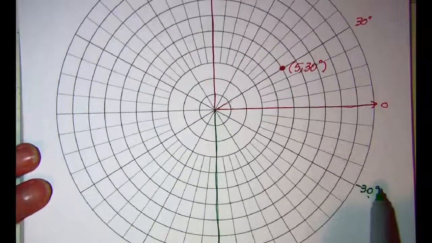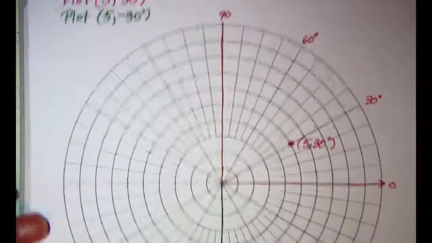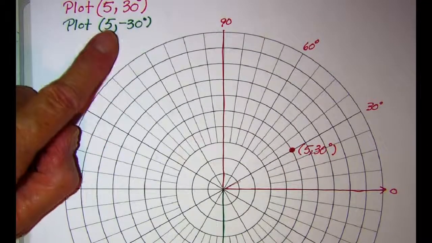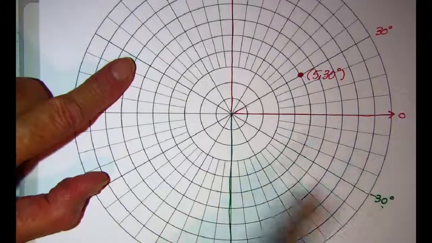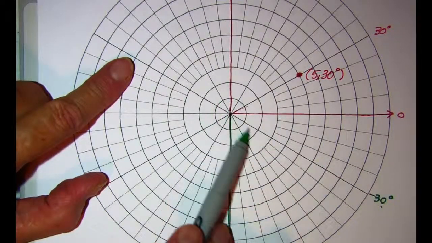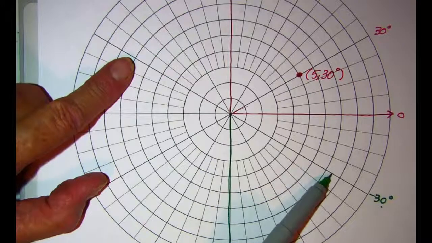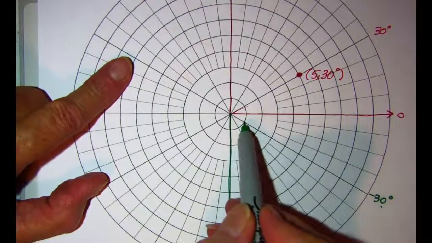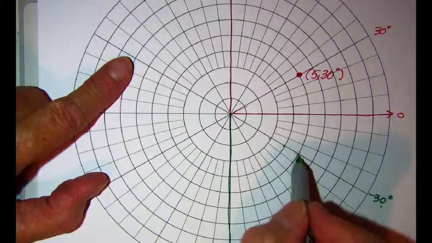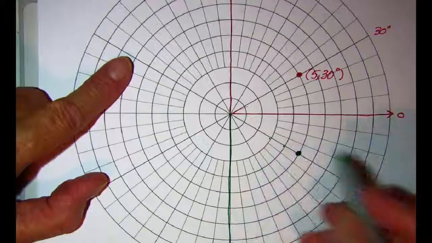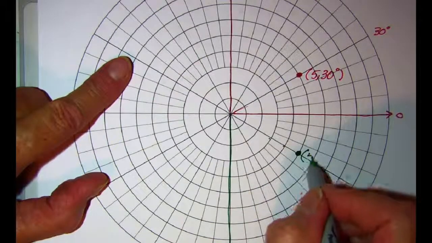But a negative 30 then, if I'm plotting the point (5, negative 30), I need to go along the negative 30 vector, and I'm going to go 5 units away from the origin. 1, 2, 3, 4, 5. So (5, negative 30) would be here.